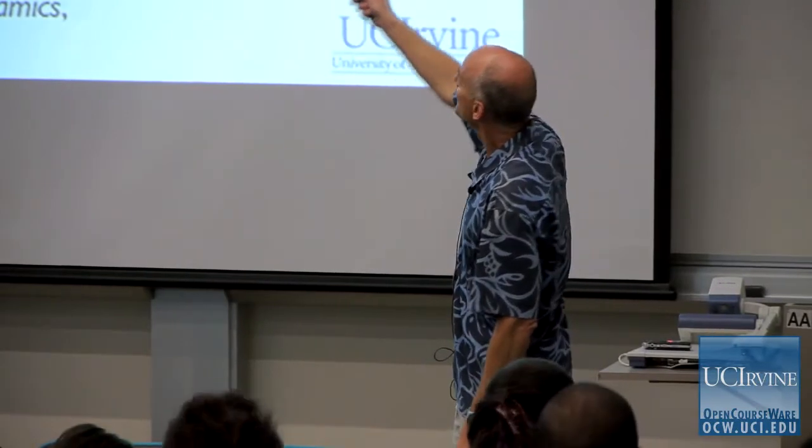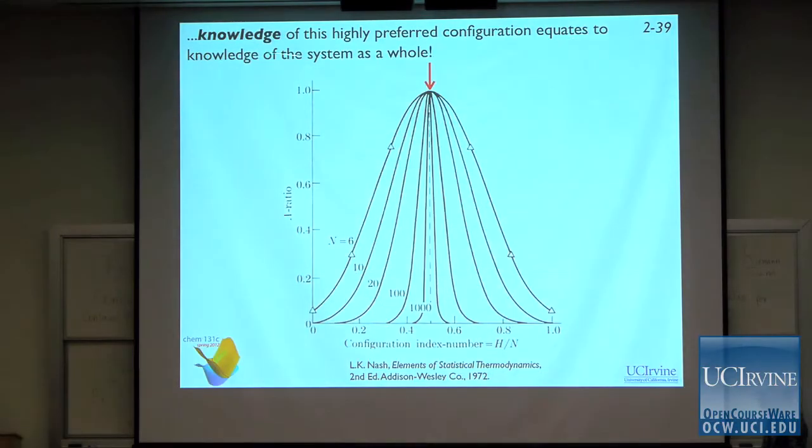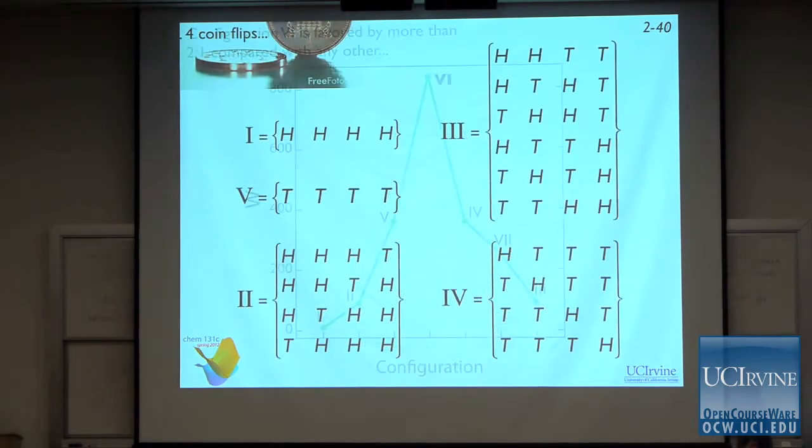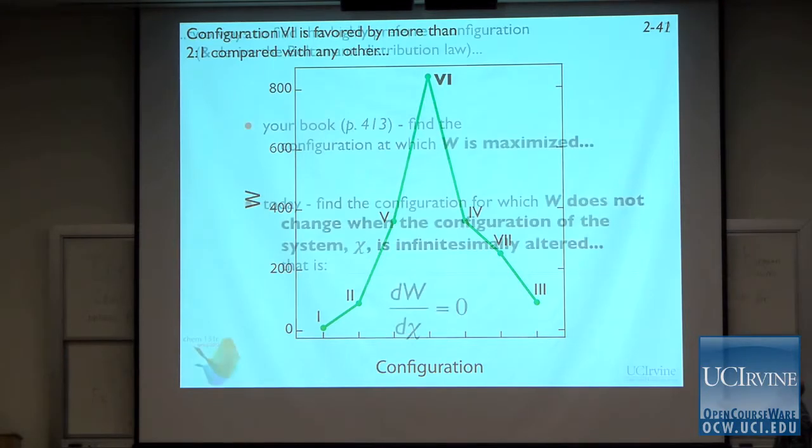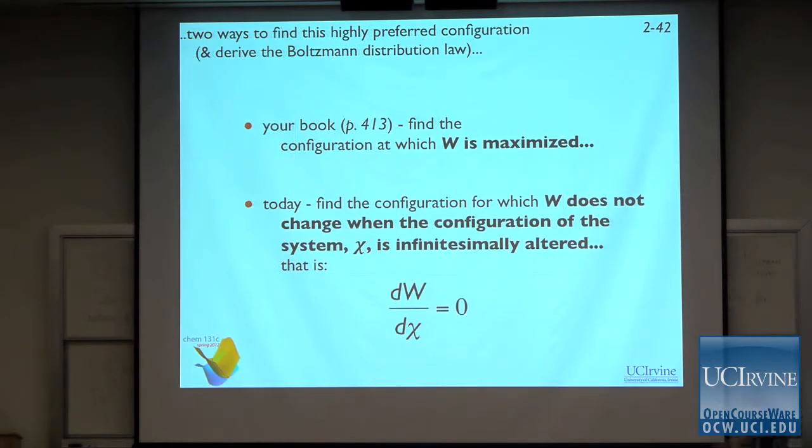Okay. Knowledge of this highly preferred configuration equates to knowledge of the system as a whole. We only have to know about that guy. We only have to know about him. All the rest of these guys we don't need to know about. This gets sharper. That's the whole point.